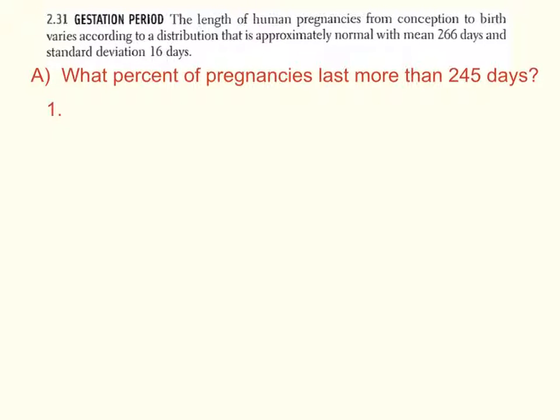Here's a video that will help you understand how to find the percent of data above a particular score and the notation that goes with it. Gestation period. The length of human pregnancies from conception to birth varies according to a distribution that is approximately normal, with mean 266 days and standard deviation 16 days.